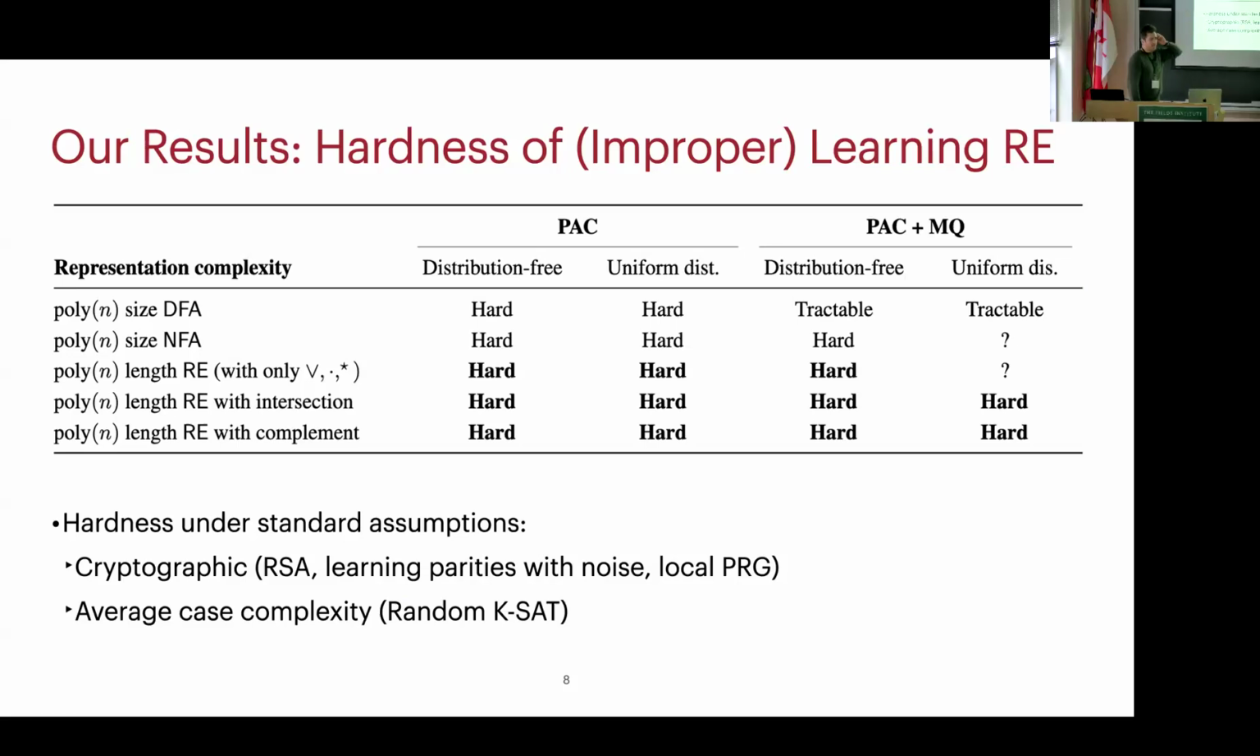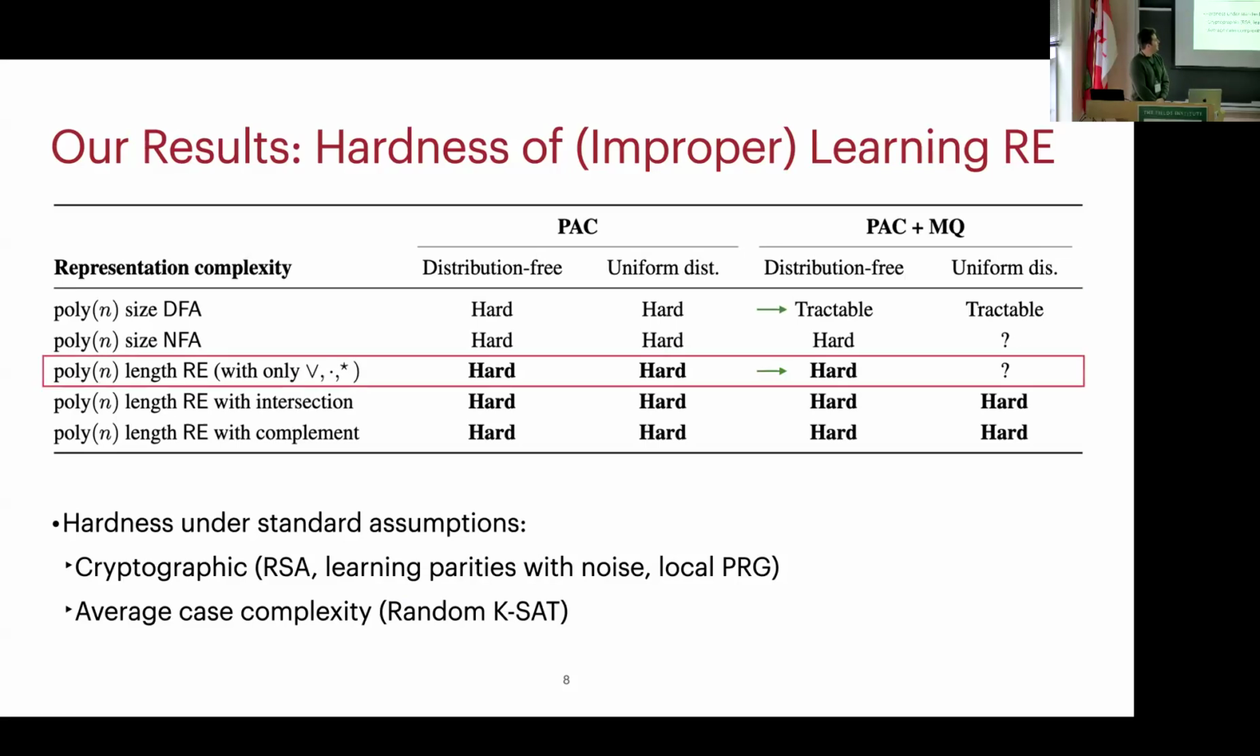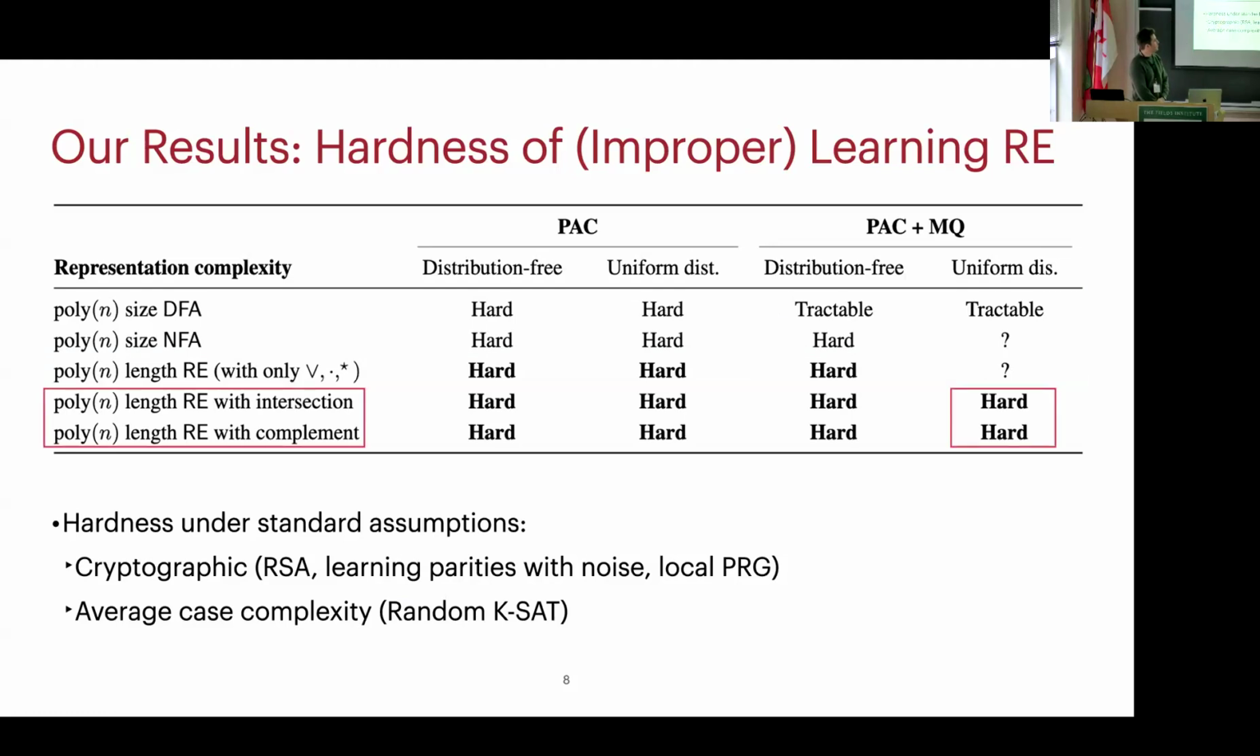Results for DFAs and NFAs are well known. We first show for standard regular expressions with the operators of union, concatenation, and star, we showed that this is hard for some distribution in PAC, hard with respect to the uniform distribution. But I guess the interesting result is that this is still hard with membership queries as opposed to DFAs. We don't know the answer for with queries with respect to the uniform distribution.